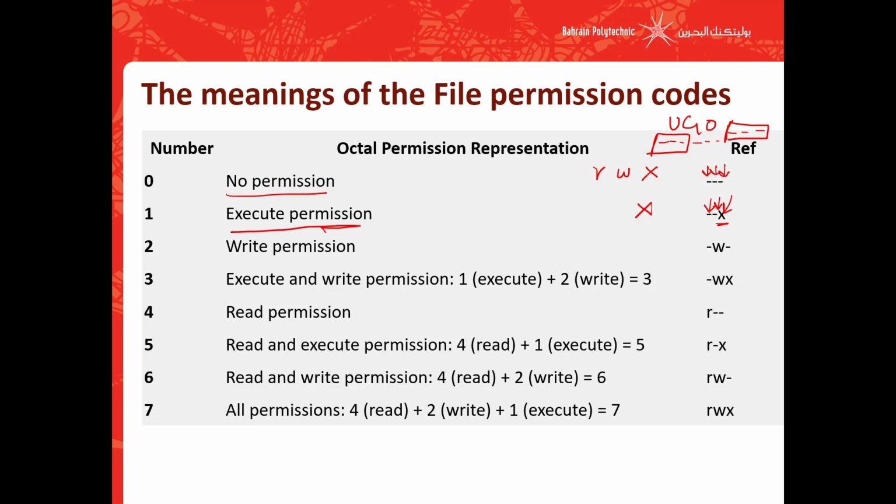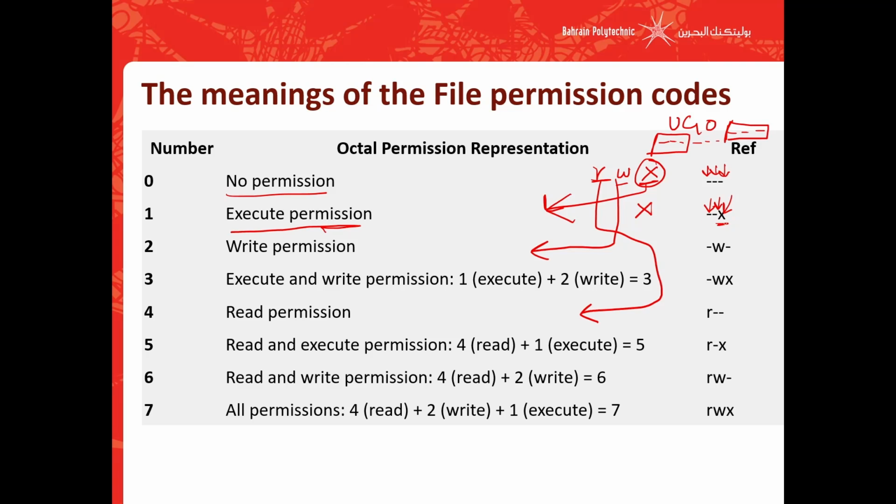If you have X, that means you have execute permission. If you have W, that means you have write permission. And if you have R, that means you have read permission. So like I said, R is for read, W is for write, X is for execute.